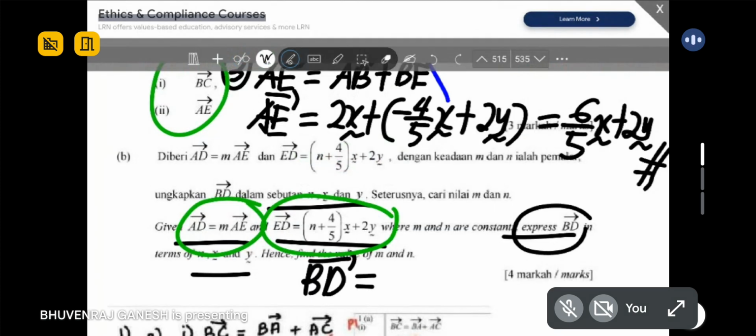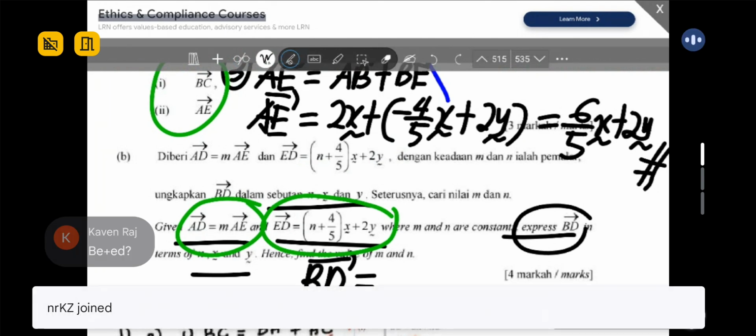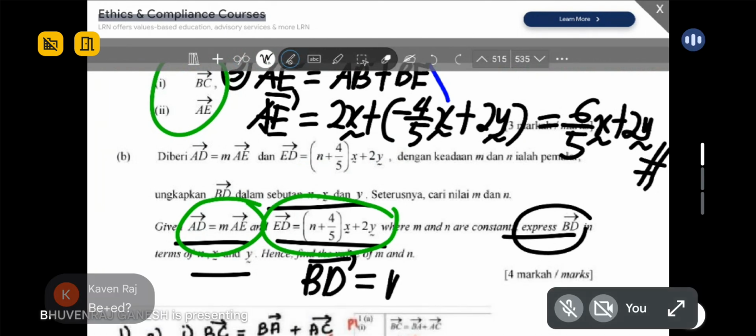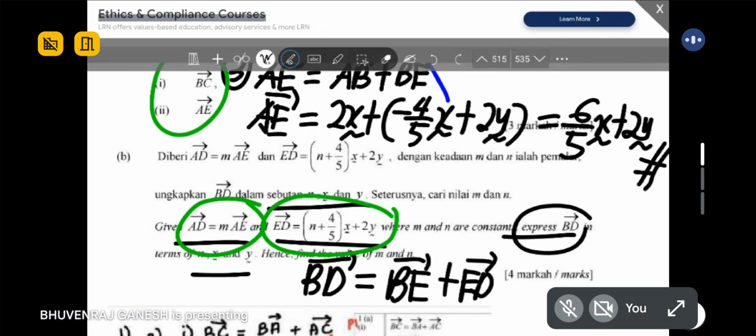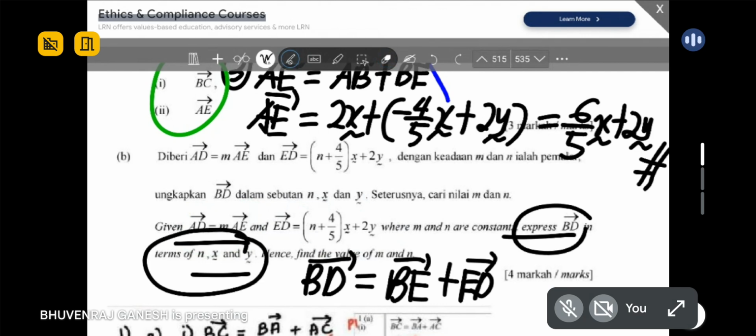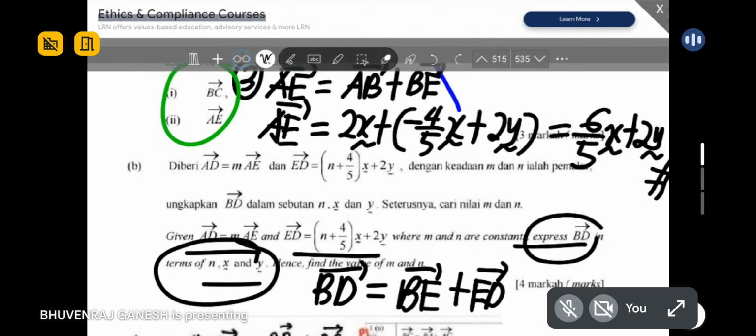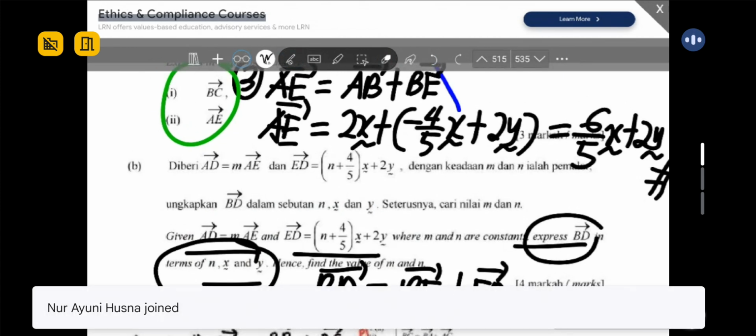So BD equal to, you guys think and see. Everyone. BE plus ED. Yes, correct. The answer is BE plus ED. Okay, why? Because ED, you have information here. They tell you in terms of N, X, Y based on the question. Can you see? So that's why I'm choosing ED, because it has N, it has X, it has Y. Am I right? So that's why I need to choose ED to follow the question. Always remember ikut kehendak soalan. Okay, you must follow the question.